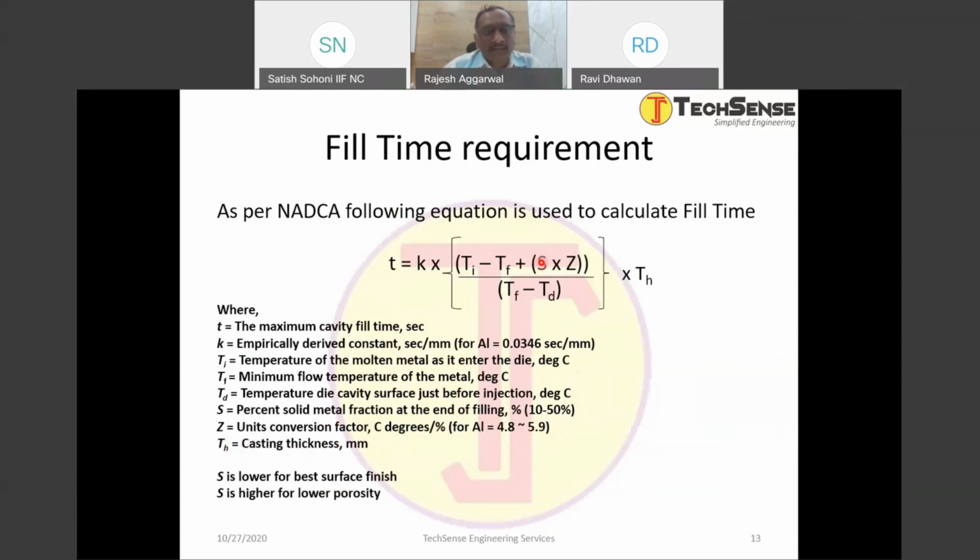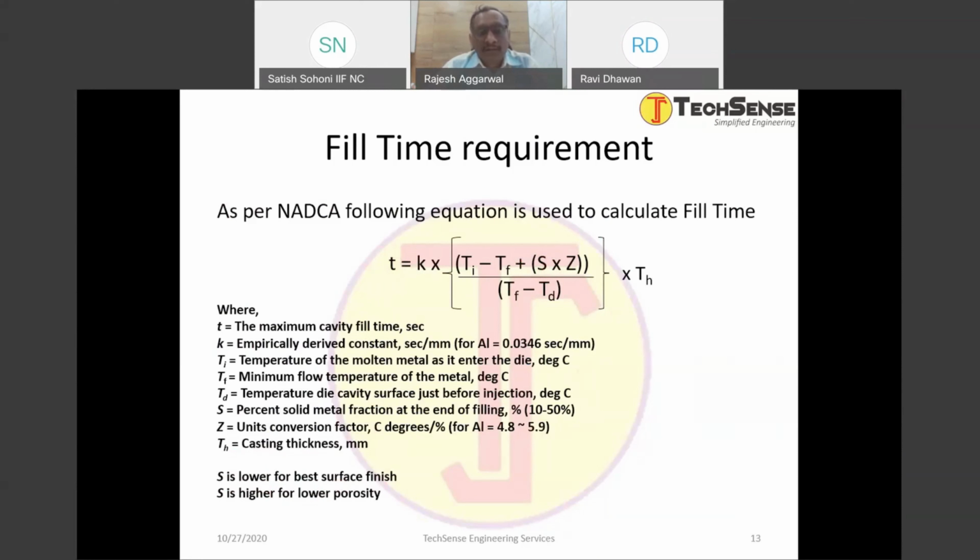Now, when we talk about S, the percent solid metal fraction, S is lower for best surface finish, and S is higher for lower porosity. Right? So, if you have critical castings where you need a very high surface finish, or you are doing some chrome plating or painting on the castings, then it is better to have lower value of S. So now you can see with the formula, if the S is lower, the fill time required also will be lower. If the S is higher, the fill time required also will be higher.